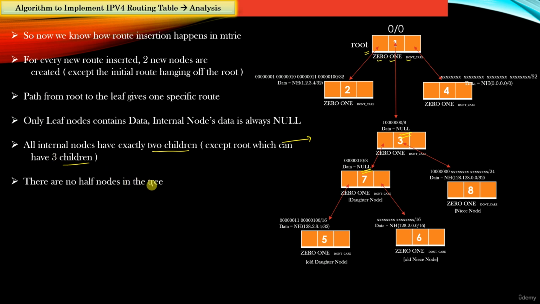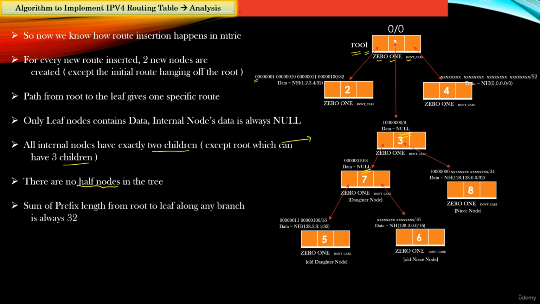There are no half nodes in the tree. Half nodes are those nodes which have exactly 1 child. So you can see there are no half nodes in the tree, except when only routes starting with one particular bit, that is either bit 0 or bit 1, were inserted in this mtry data structure. In such a case, the root node would become a half node, but apart from the root node, no other node in this mtry data structure can be a half node.